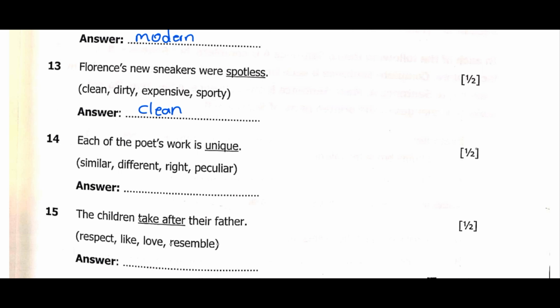Then 14, each of the poet's work is unique. So unique is like you are doing something in your own way, something that is best for you, something that cannot be done by anyone. So we all have our unique ways of doing things. Now here we have been given the picture of the poet's work being unique. So this one is peculiar. Then 15, the children take after their father. So here it is resemble. So we are looking at to look alike. So it is to resemble.